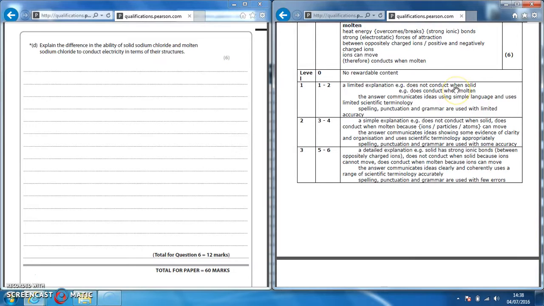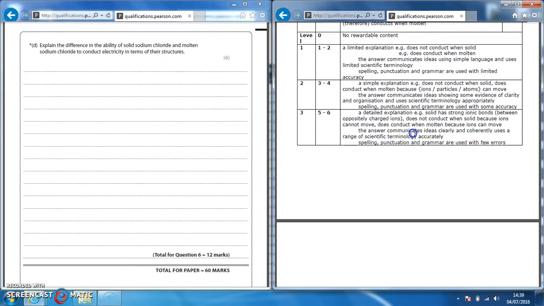So, 1 or 2 marks. Getting it right that it doesn't conduct as a solid, and it does when molten. 3 and 4 marks. A simple explanation, like it doesn't conduct as a solid because something can't move. And when I say something, you might be saying ions, which is good, or you might be saying particles or atoms, which is not as good.